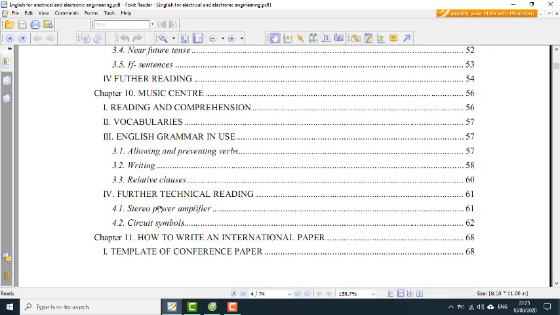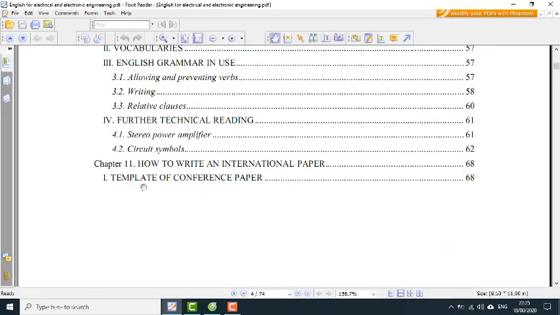At the end, I will introduce you to writing an international paper, the conference paper, the IEEE paper. According to the templates of the conference or IEEE paper, I will tell you how to write an international paper.